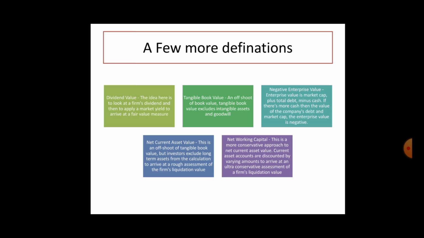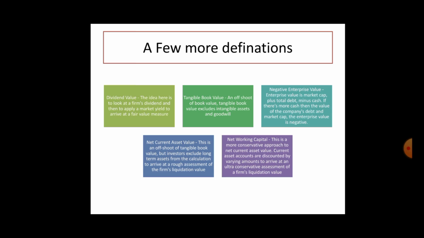Tangible book value. An offshoot of book value, tangible book value excludes intangible assets and goodwill. Our own high performance ultra strategy uses this as an assessment of value. Negative enterprise value. Enterprise value is market cap plus total debt minus cash. If there's more cash than the value of the company's debt and market cap, the enterprise value is negative.